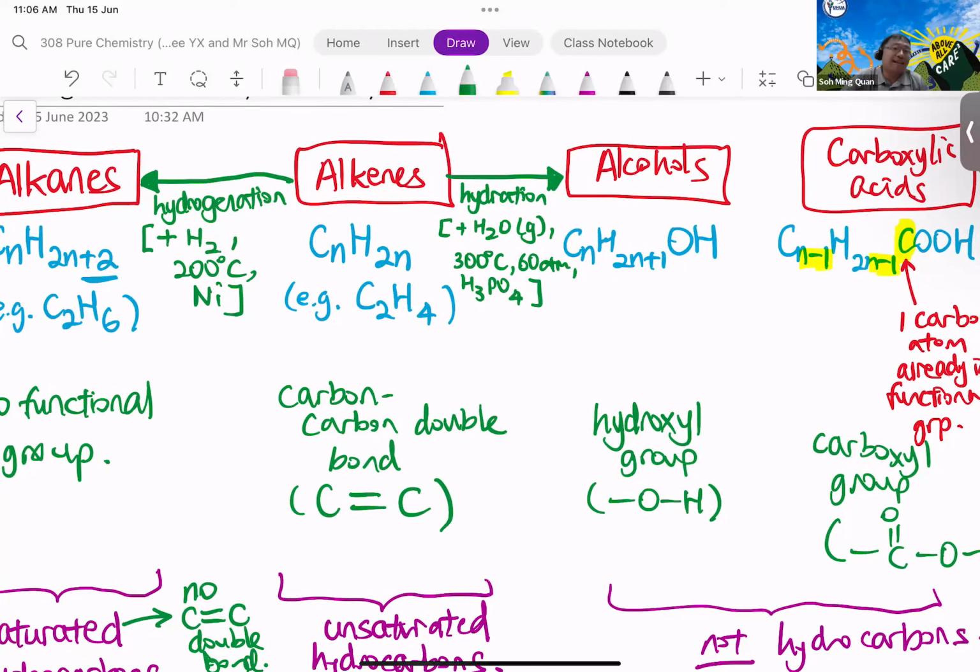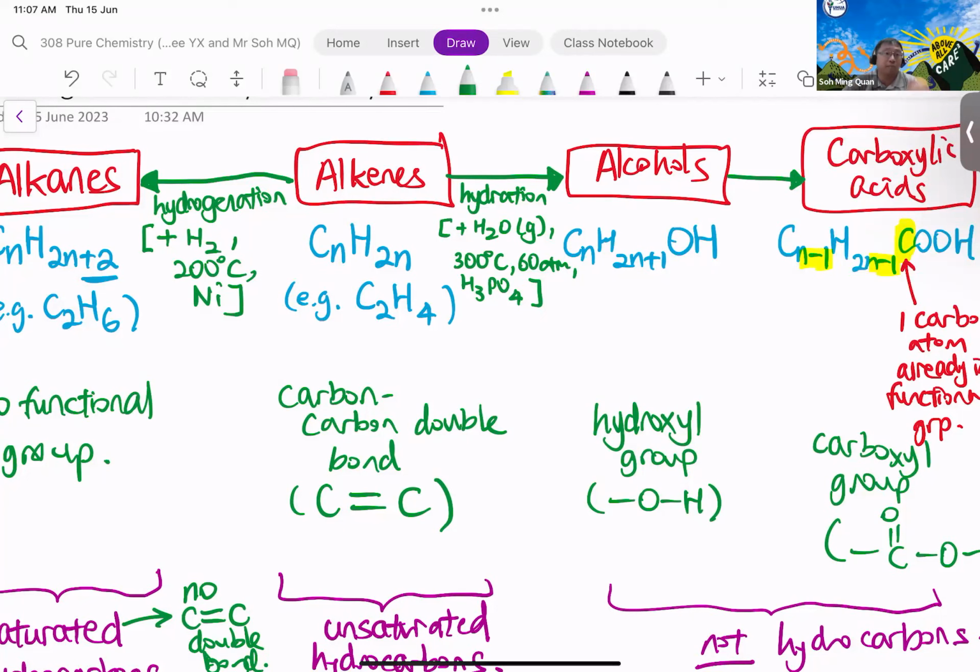So for example, if we started with ethene, ethene plus steam becomes ethanol. Propene plus steam becomes propanol, and so on and so forth. All right. The next thing we can question: now that I have formed my alcohol from my alkene, how do I go from alcohol to carboxylic acids in the lab?